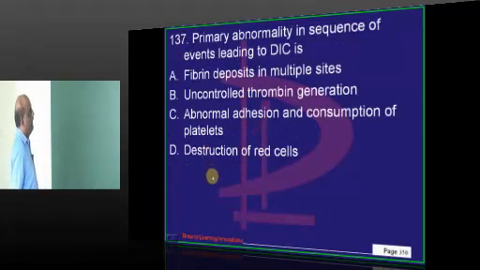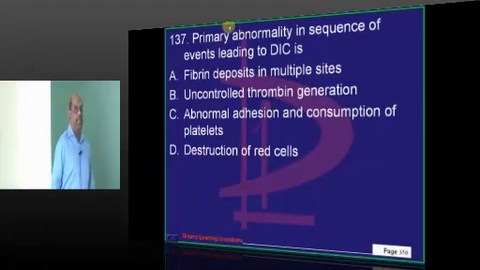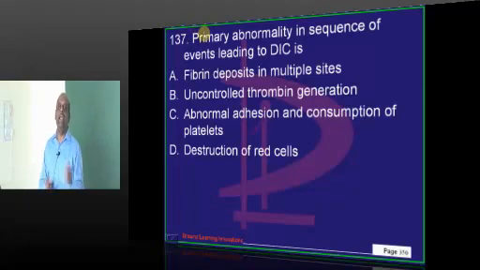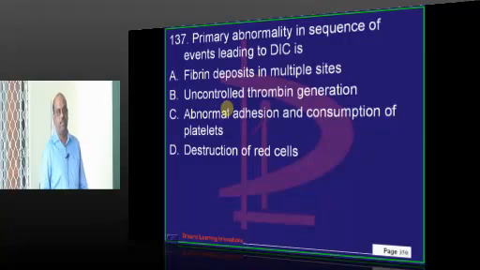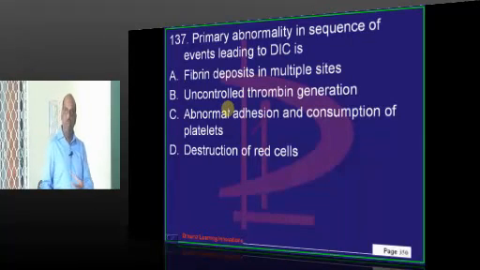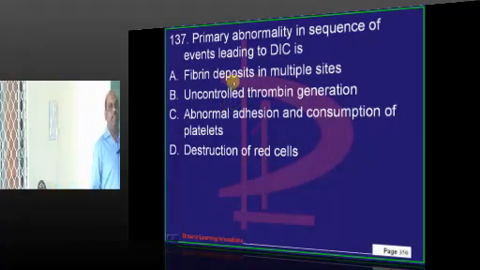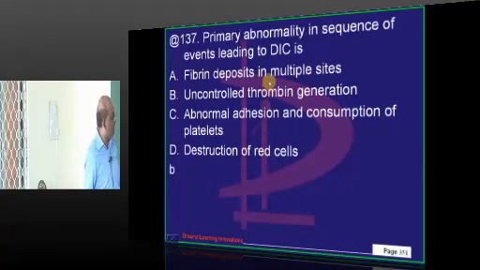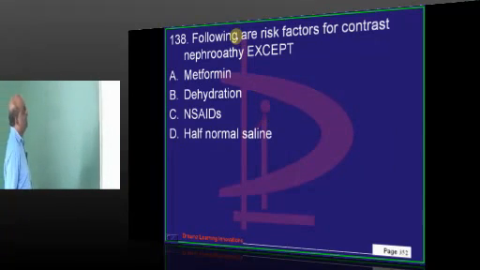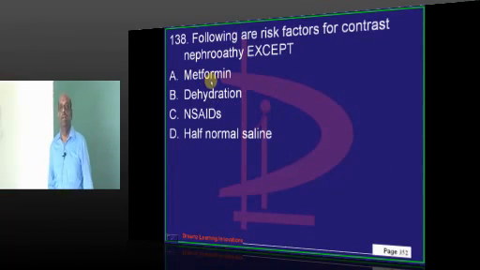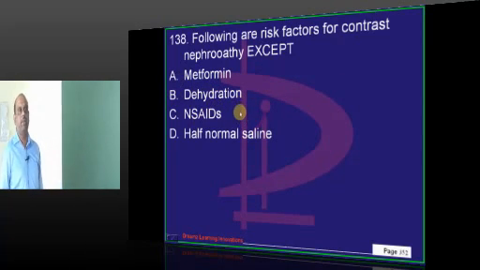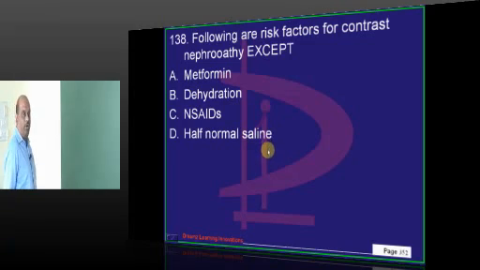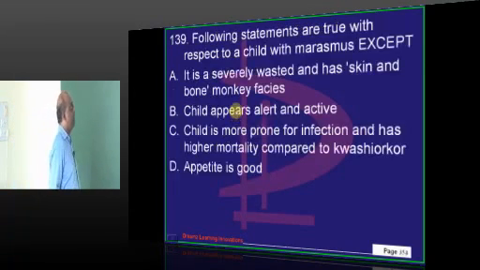Now, doctor, what is the main reason for DIC? It's called consumptive coagulopathy. It is the uncontrolled thrombin generation which will consume all the coagulation factors, which leads to development of disseminated intravascular coagulation, is what needs to be remembered. In contrast nephropathy, you should be careful. Metformin, dehydration, NSAIDs are all predisposing factors for developing contrast nephropathy.